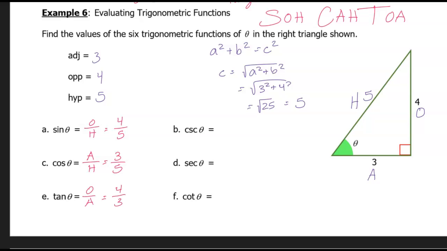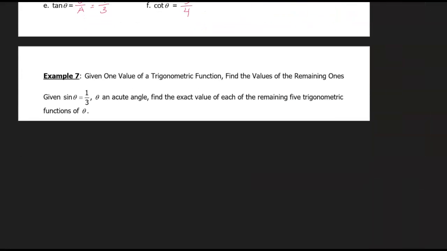Now, actually, I don't really mind the reciprocal functions in this case because what do we have to do? Oh my gosh, just flip the original. So what does cosecant give us? 5/4. What does secant give us? 5/3. And what does cotangent give us? Boom, I'm done. Any questions on how we set this up? All right.